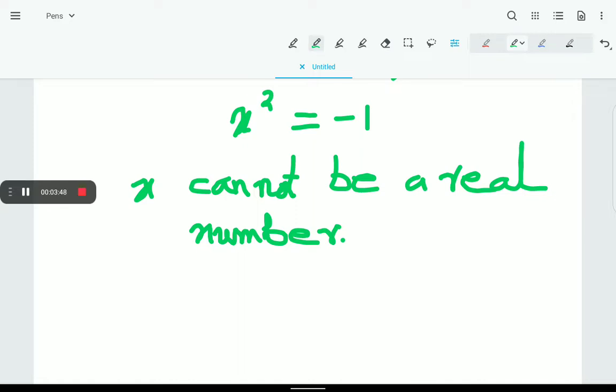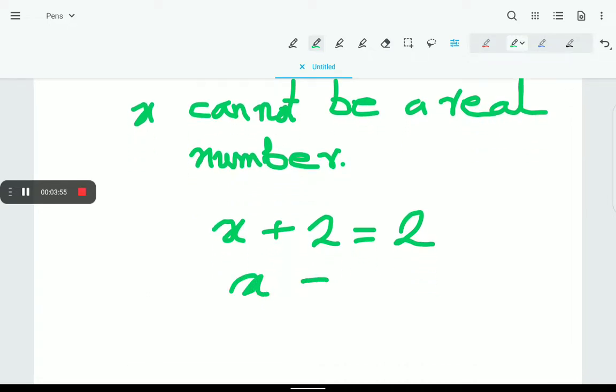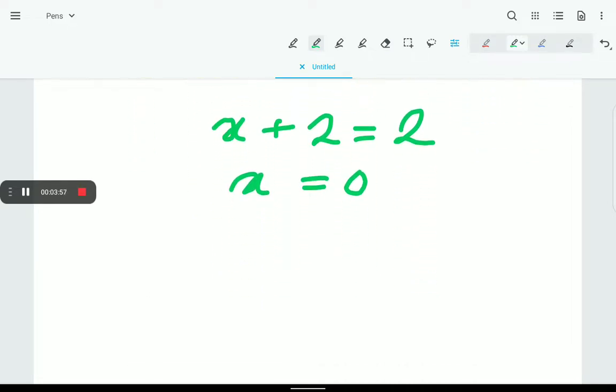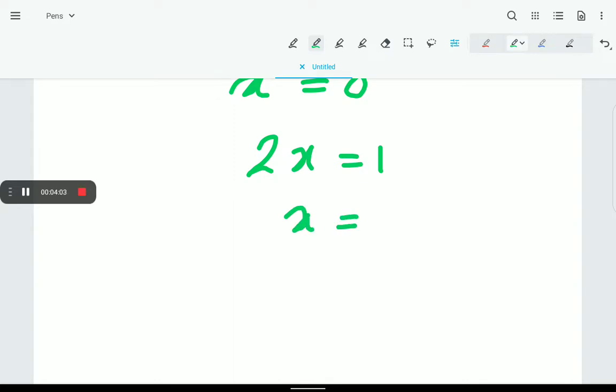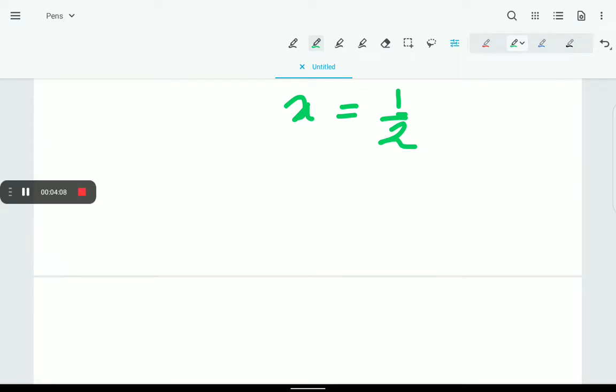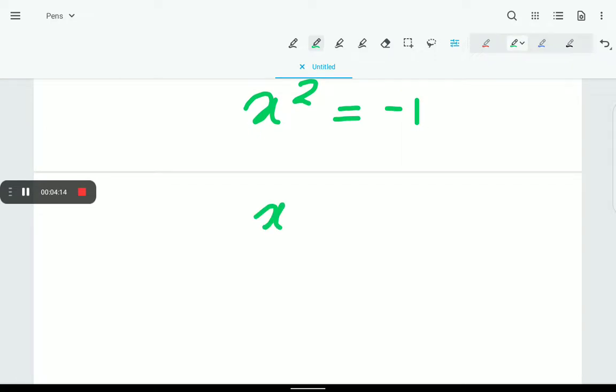To solve the equation x plus 2 equal to 2, we did introduce x equal to 0. To solve the equation 2x equal to 1, we introduced x equal to half. Now to solve the equation x squared equal to minus 1, let's introduce x equal to square root of minus 1, and let's call it i.